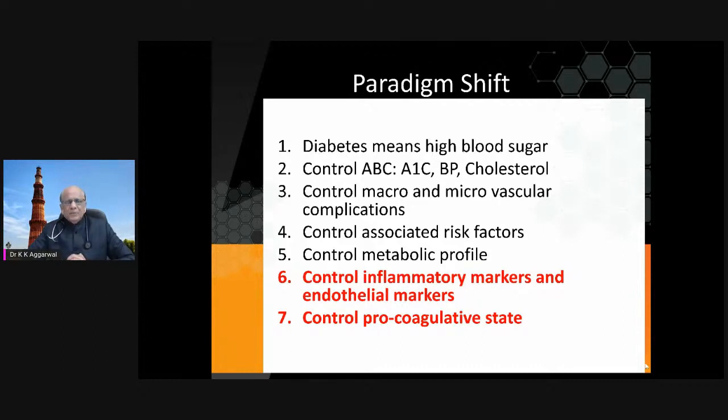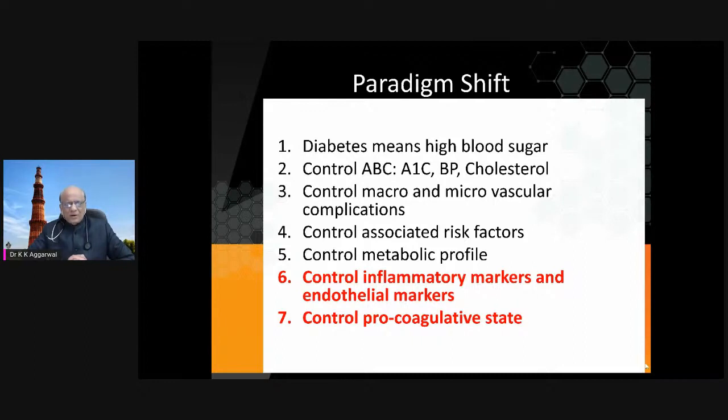The latest is the ATP3 guidelines, when the metabolic profile came. They said that you don't wait for the sugar to become high. If your A1C is more than 5.5 and less than 6.5, it is metabolic syndrome. If your HDL is less than 40 in males and less than 50 in females, if your triglyceride is more than 150, if your blood pressure is more than 130/80, if your sugar is more than 100, the person has metabolic syndrome. Treat that. And now we have come back to controlling the inflammatory markers and endothelial markers, along with controlling the procoagulative state. So for the first time, we are talking about controlling the macrovascular disease. When you control blood sugar tightly, you control microvascular complications.